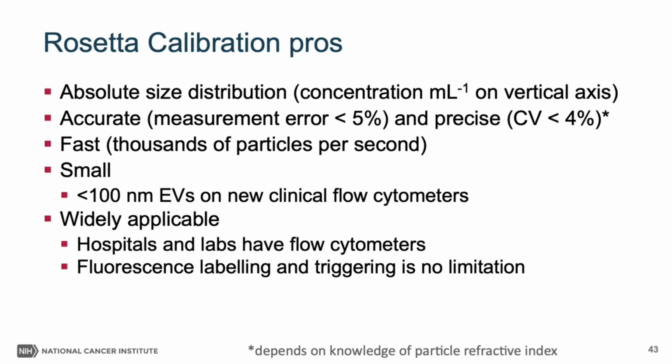Because flow cytometry has high throughput, a size distribution based on hundred thousands of particles can be measured within 2 minutes, thereby guaranteeing statistical significance. Because flow cytometers are getting increasingly more sensitive, sizing of EVs, even smaller than 100 nanometer, is nowadays feasible. Finally, the approach is widely applicable, as flow cytometers are widely available in hospitals and laboratories. In turn, also fluorescence labeling and fluorescence triggering is no limitation to Rosetta calibration.